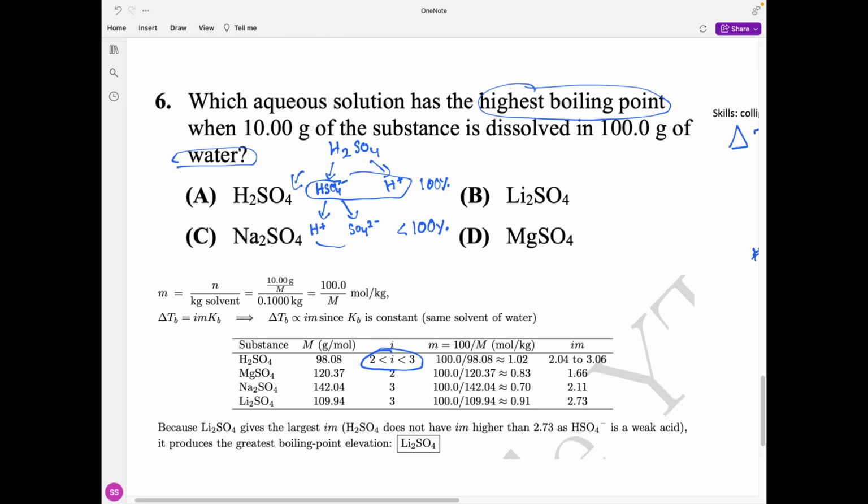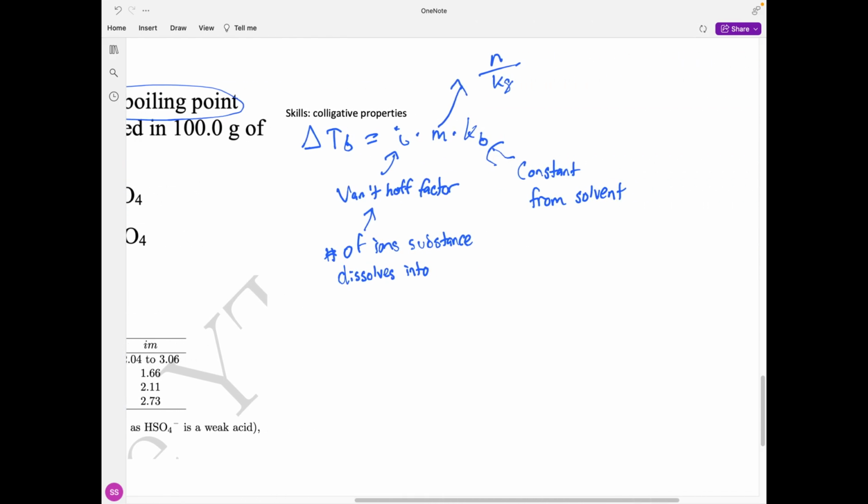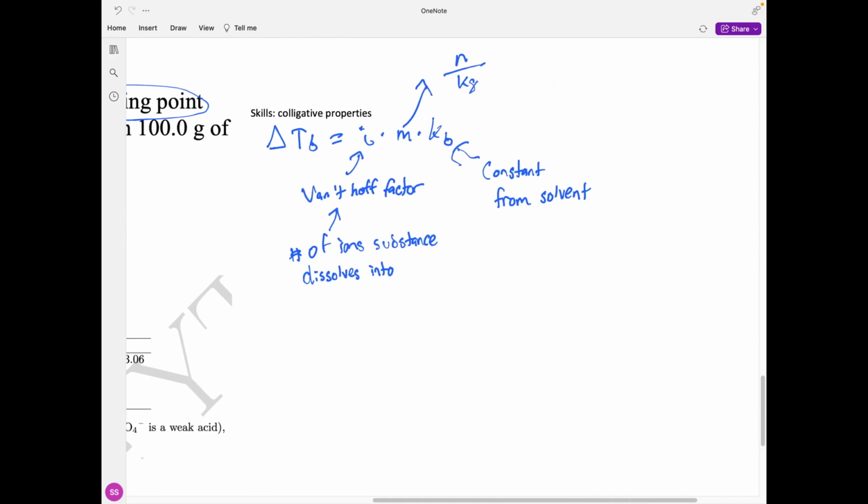The Van 't Hoff factors for B, C, and D come from our solubility rules. We know that all of these dissolve fully, so they're going to be the number of ions. We have 1 magnesium ion and 1 sulfate ion, that's 2. Here it's 2 sodium ions and 1 sulfate, so it's 3. Same thing applies here, so it's 3. Going back to our equation, we have the Van 't Hoff factor times molality. The Kb doesn't matter.